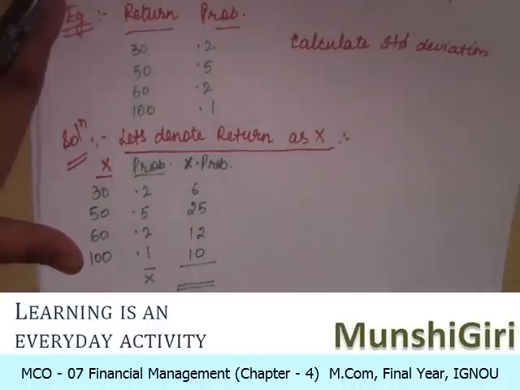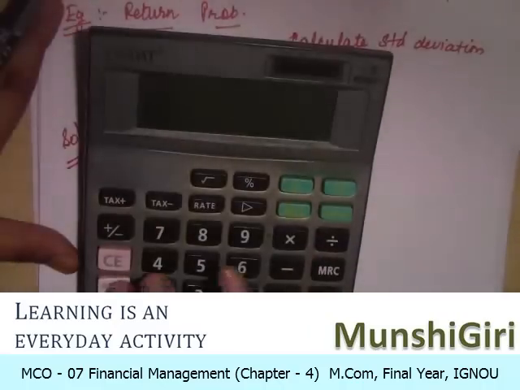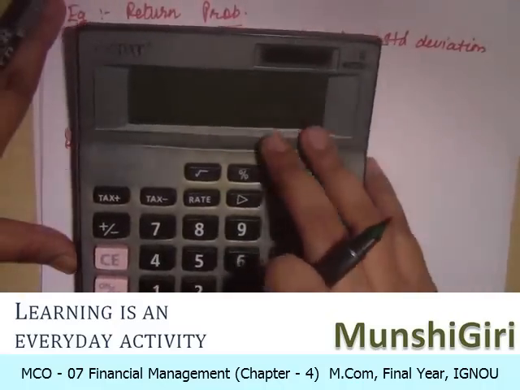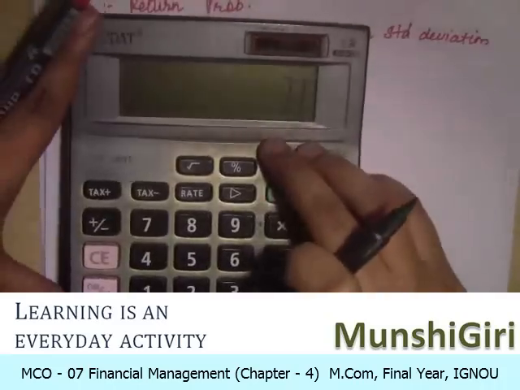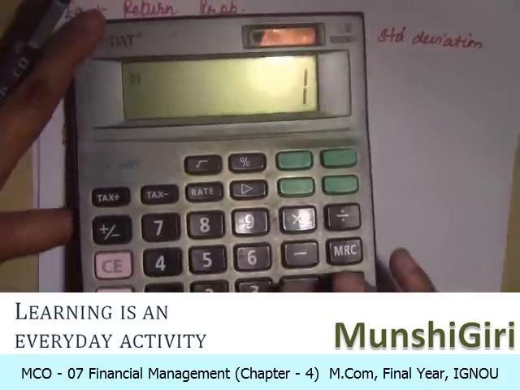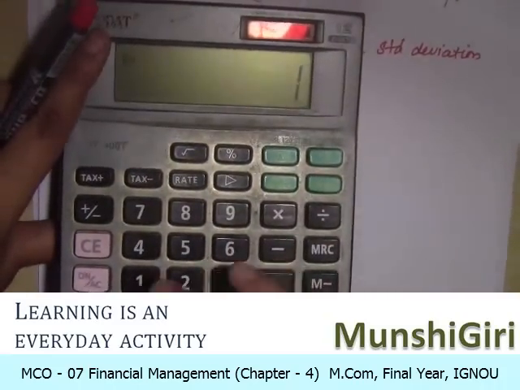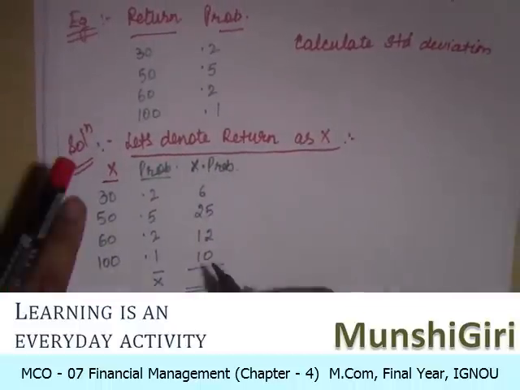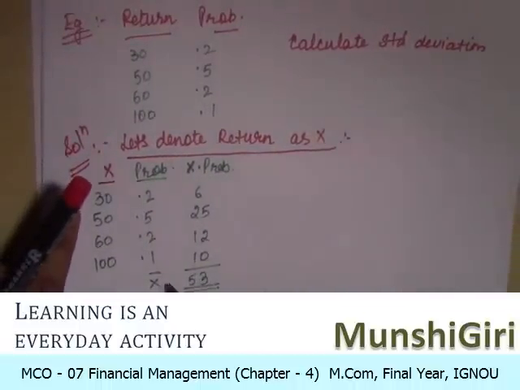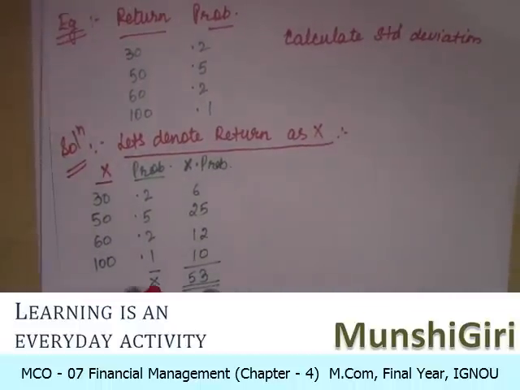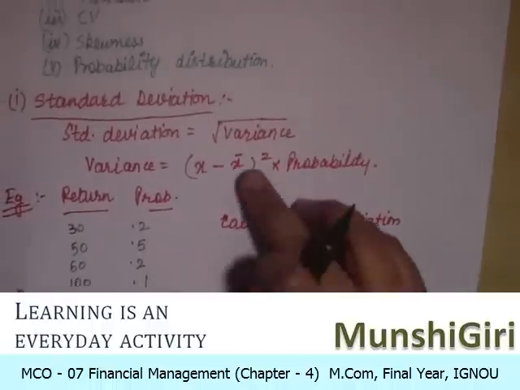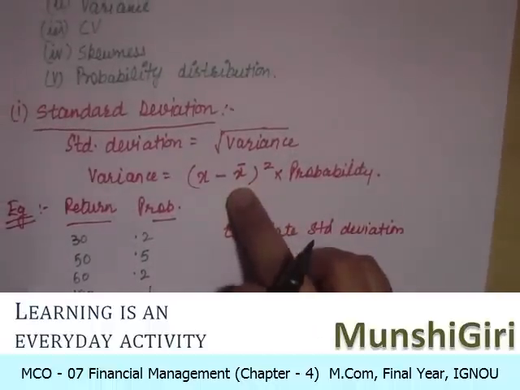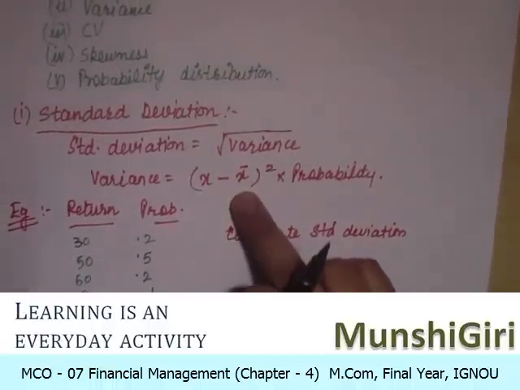This is x bar, that is the expected return. How much is it? 6 plus 25 plus 12 plus 10 is 53. This x bar is the same as what we talked about in the formula of variance.